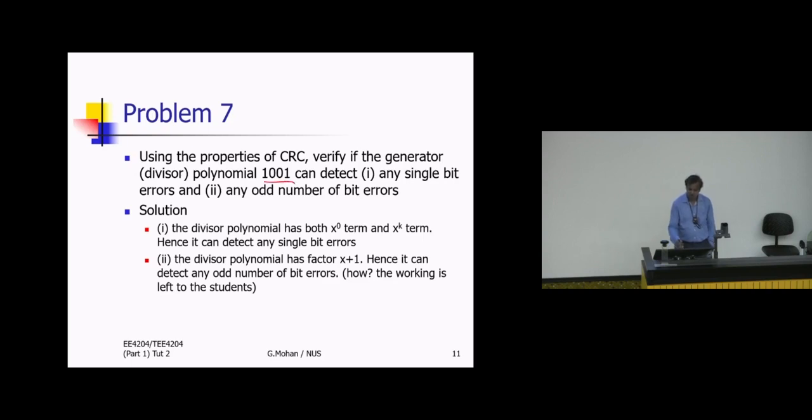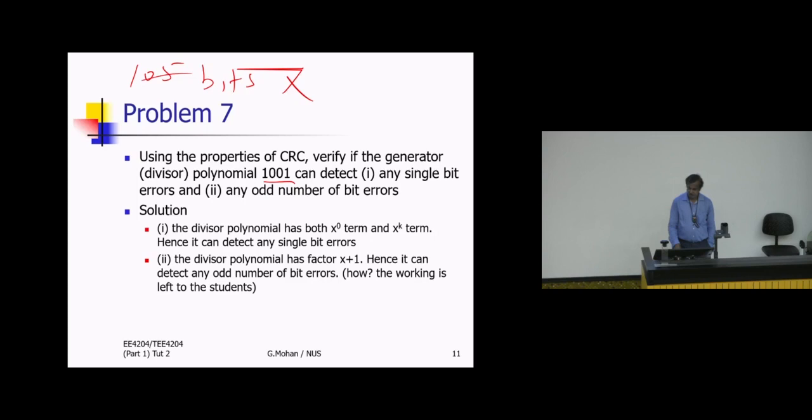1, 0, 0, 1. Now the question is whether it can detect any single bit errors, and whether it can detect any odd number of bit errors. Let's say 105 bits are corrupted. That means an odd number of bits are corrupted, right? Can you detect it? So it follows the theorems or facts which we listed in the last slide in lecture notes 3, right? Last slide in lecture notes 3.